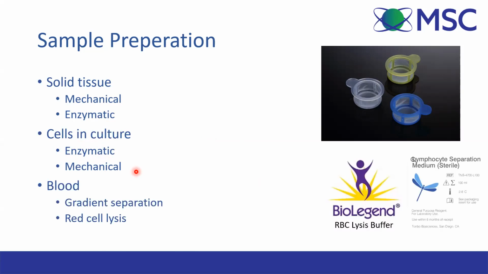For blood or other fluids, there are some considerations before you stain and run your cells. Do you want to do a gradient centrifugation on your blood to separate the white blood cells from the red blood cells? Do you want to lyse your red blood cells to exclude them from your analysis? And there are loads of different products available for this.